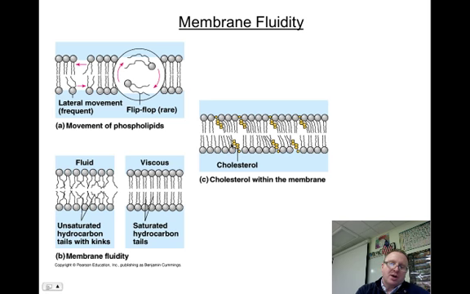Now, cholesterol is found quite often in cell membranes, and the job of the cholesterol is to help stabilize the membrane and to prevent it from over-solidifying. So you can see here that it sort of packs in between those phospholipids and prevents them from becoming too solid, but it also prevents them from becoming too fluid. It makes it so that it's sort of just right in terms of the overall fluidity of the membrane.